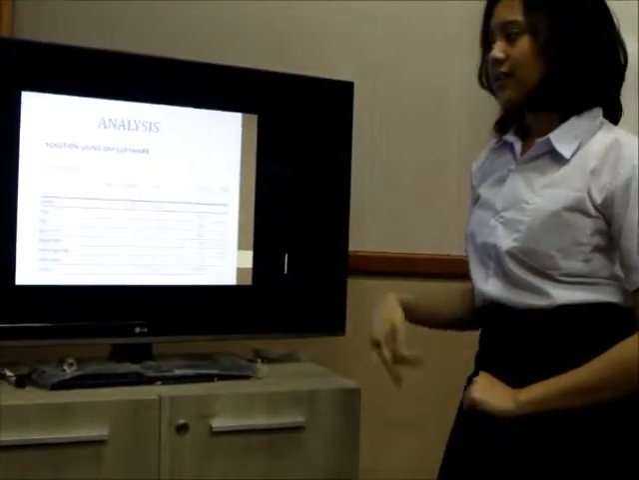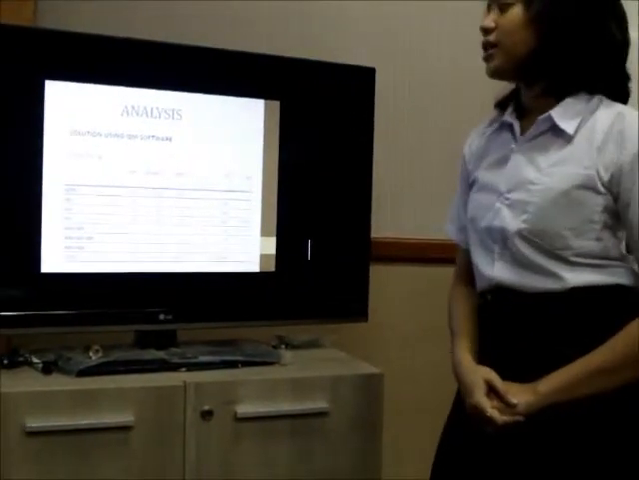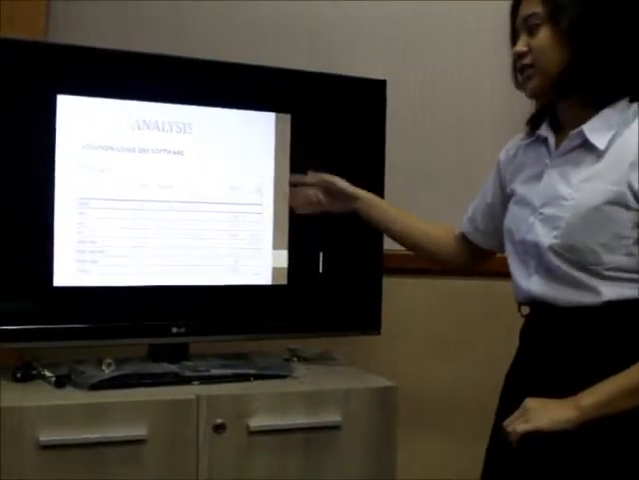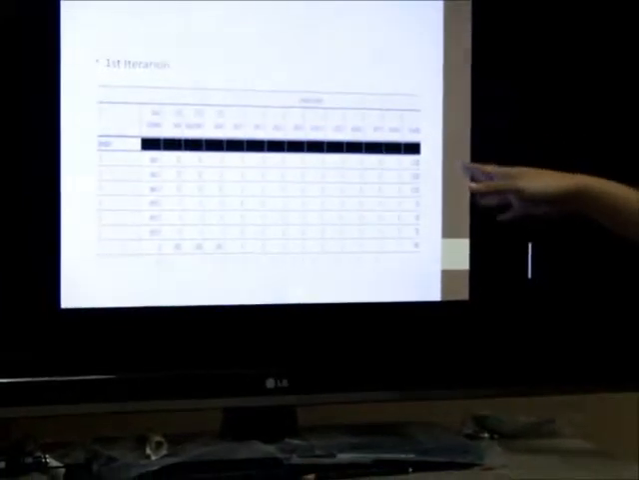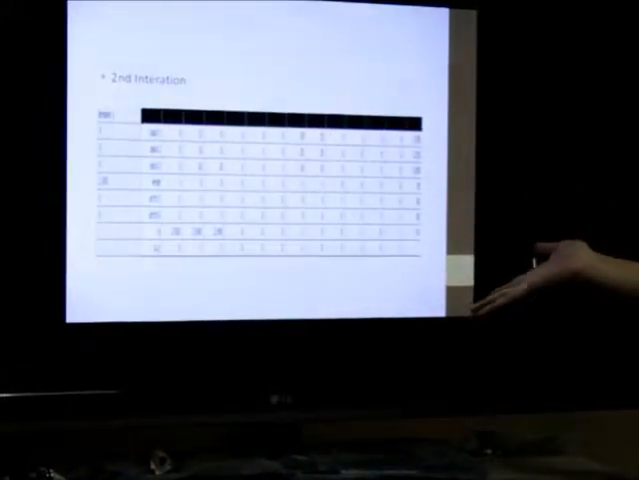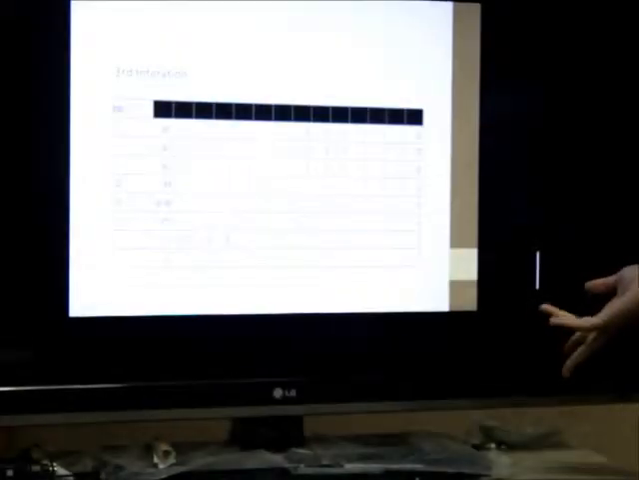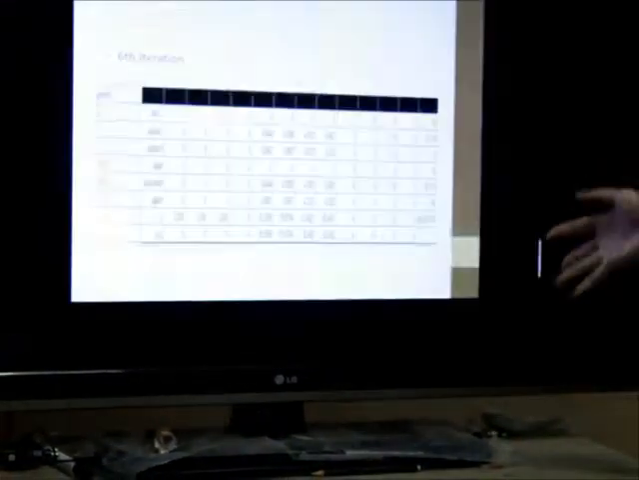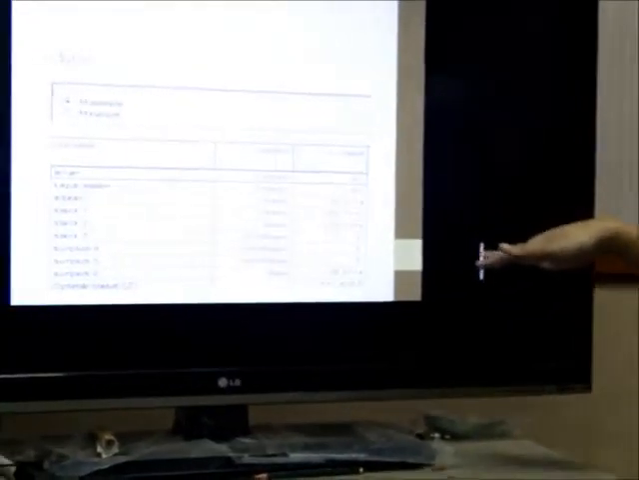So this is the analyzing. We use the KM software. This is the initial table, and we do the iteration until eight iterations. This is the first iteration, second, third, fourth, fifth, sixth, seventh, and eighth. So this is the solution.